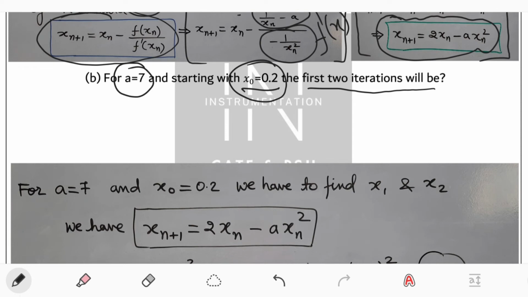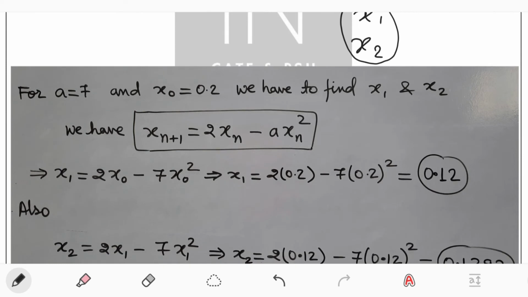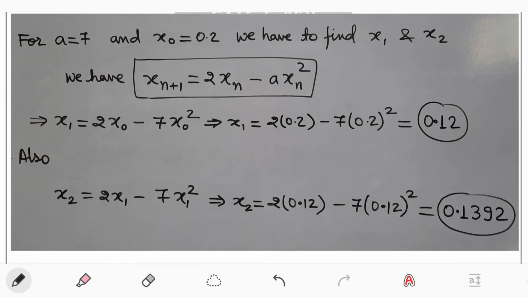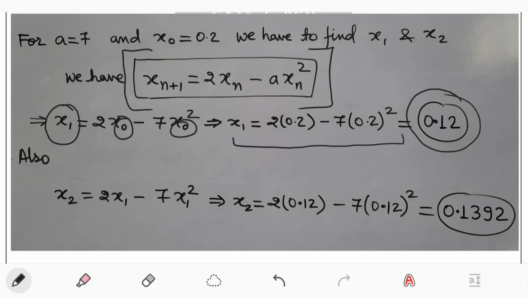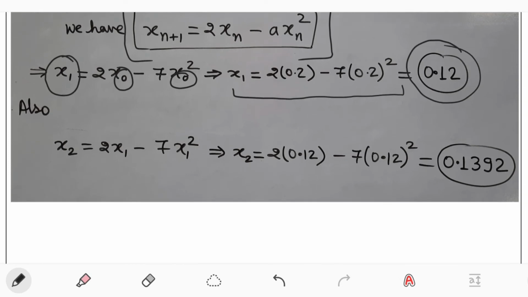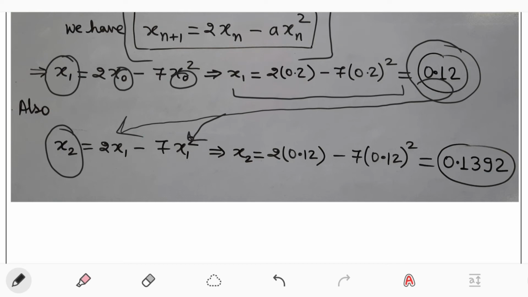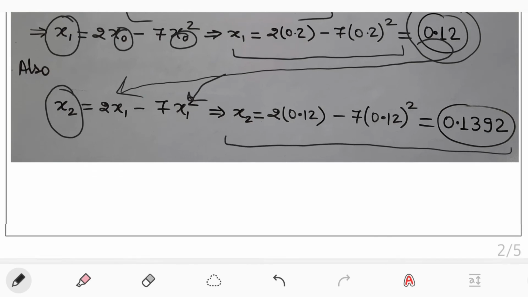Here the question says we have to find the first two iterations. First two iterations means we have to find x1 and x2. These are the first two iteration values. For a equals 7, x0 is given as 0.2. We have to find x1 and x2, and we already derived this iterative formula, so we can directly substitute the value. For x of 1, we substitute x of 0, and by substitution you can easily get the first iteration value, and similarly you'll get the second iteration value. Here 0.2 will be kept in both places, and in that way you can easily find the second iteration value as well.